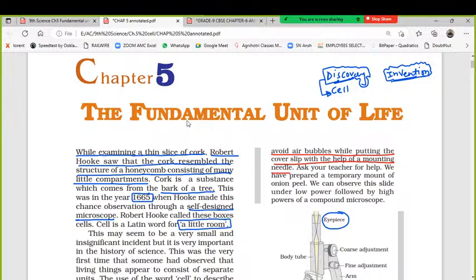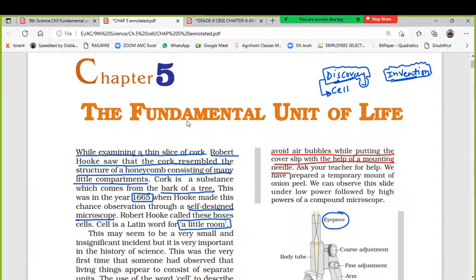Exactly. Discovery means we are just removing the cover from something. We are not able to see that thing because there is a cover, and if we remove the cover, we can see it. The cell was there earlier, and it was Robert Hooke who first observed it. That means Robert Hooke discovered the cell.